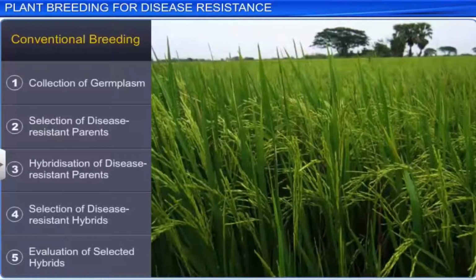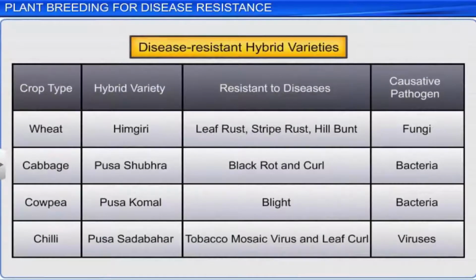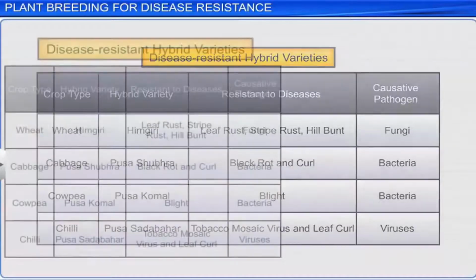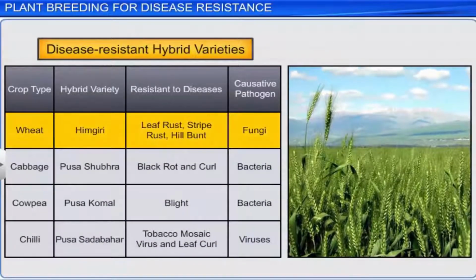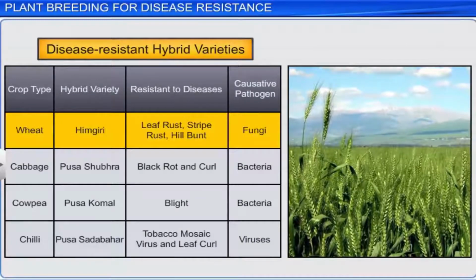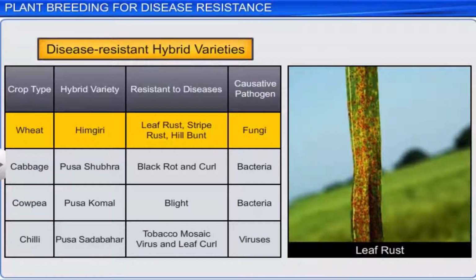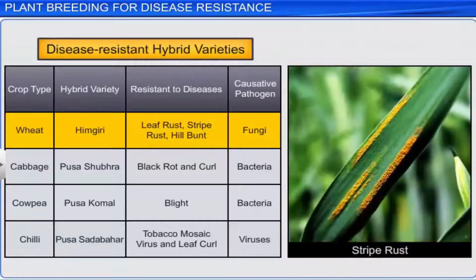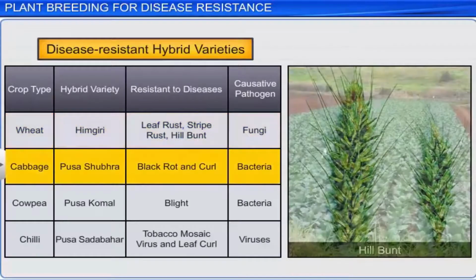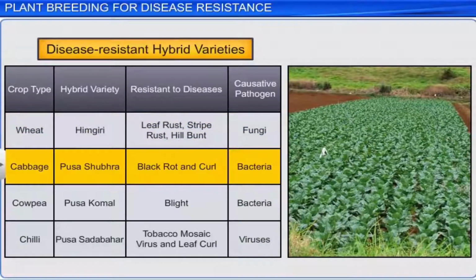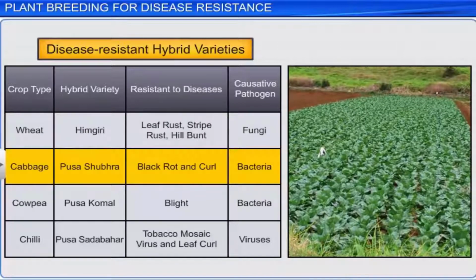There are many disease-resistant hybrid varieties of different crops developed through conventional breeding. Let's take a look at some of them. Himgiri, a hybrid variety of wheat, is resistant to fungal diseases such as leaf rust, stripe rust, and hill bunt, while Pusa Shubhra, a hybrid variety of cauliflower, is resistant to diseases such as black rot and curl.